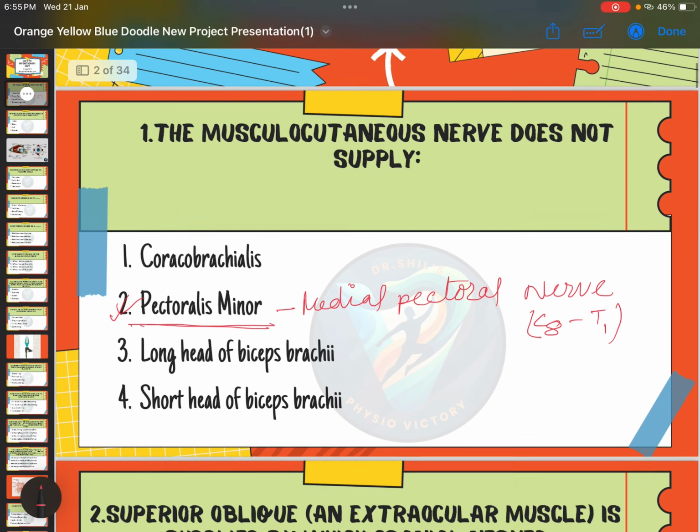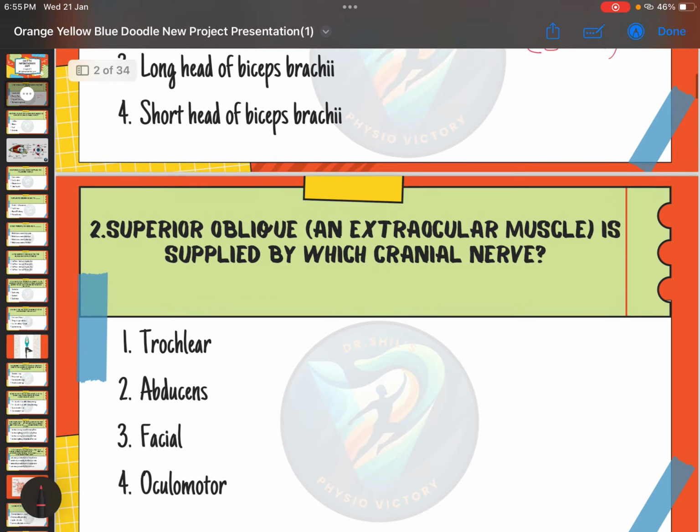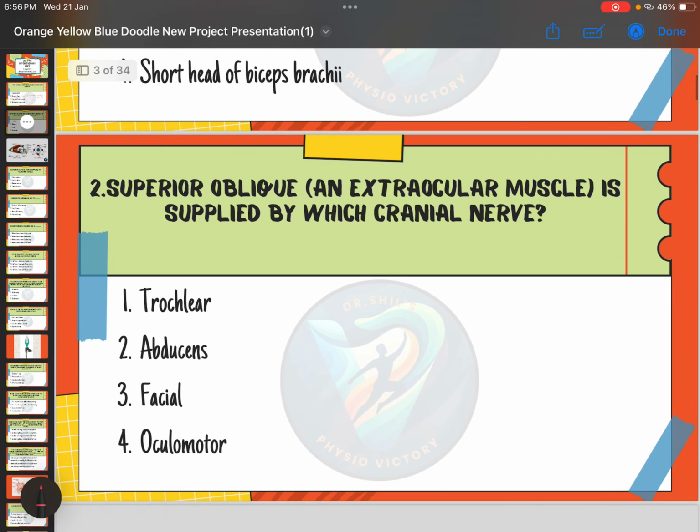Next, come to question number 2. Superior oblique, an extraocular muscle, is supplied by which cranial nerve? Option 1 trochlear, option 2 abducens, option 3 facial, and option 4 oculomotor. Here the correct answer is option 1 trochlear.